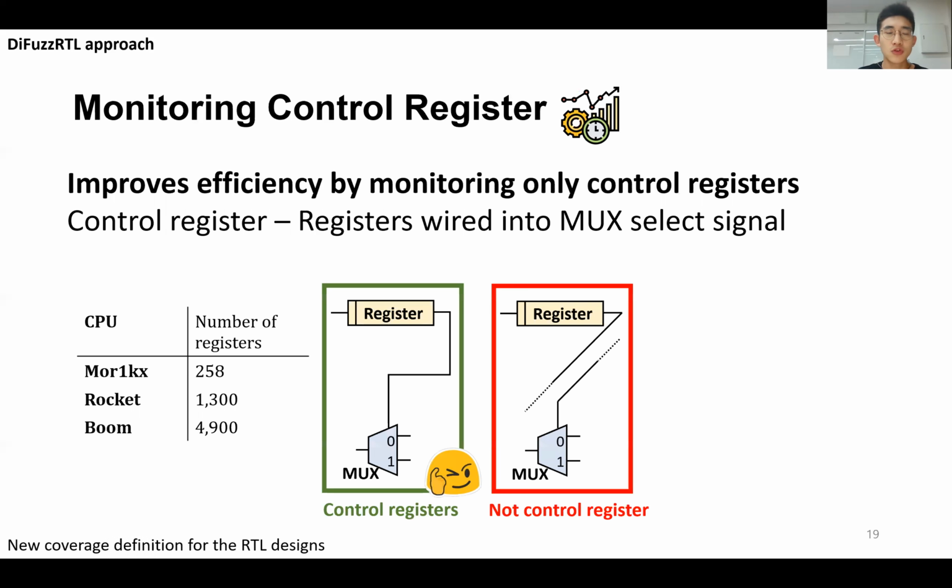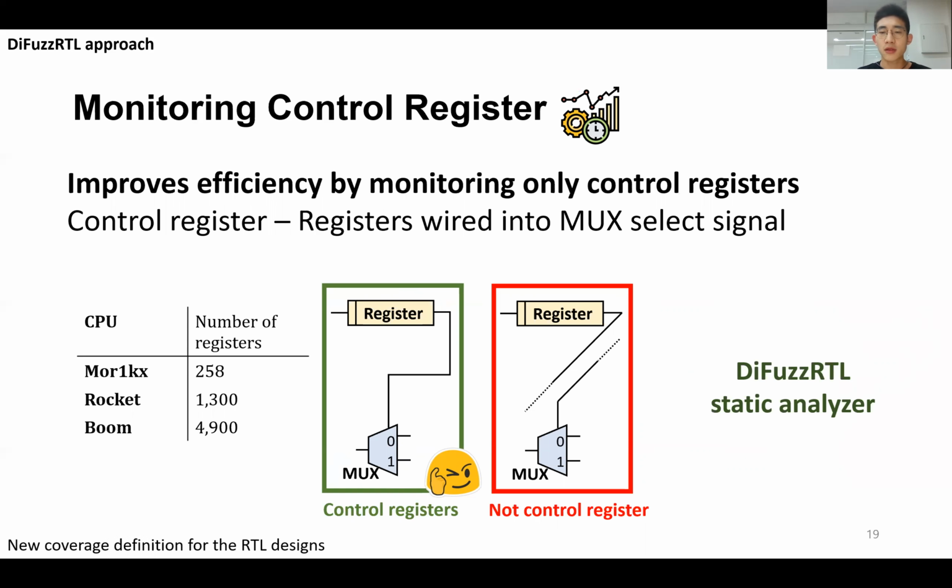So we define a new definition, control register. A control register is a register wired into the MUX select signal. Here we focus on the MUXes because they change the control flow of the circuit design, like the branches in software. Whenever a MUX select signal is toggled, the circuit design is activated in a different way.